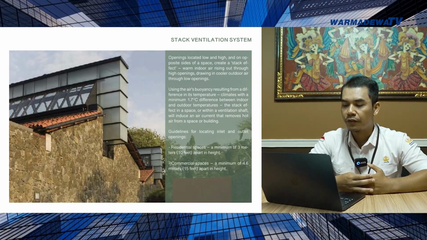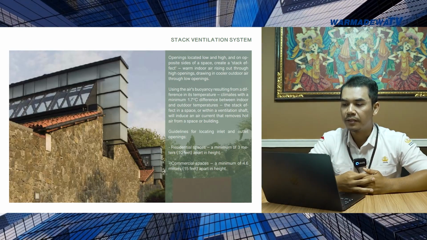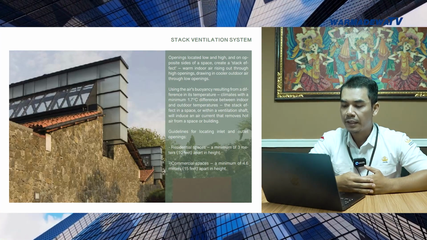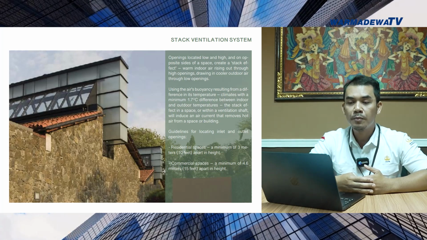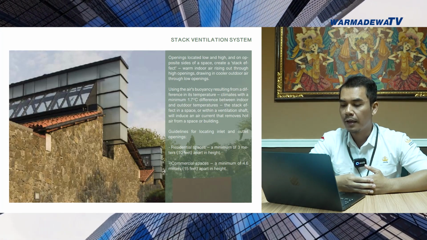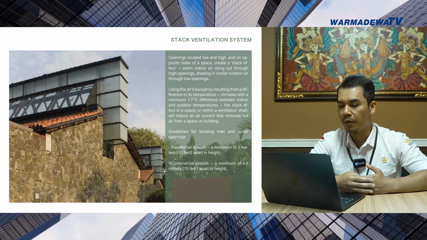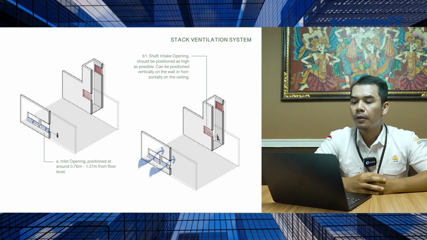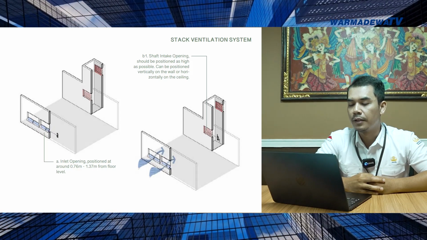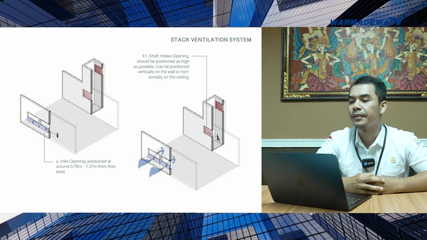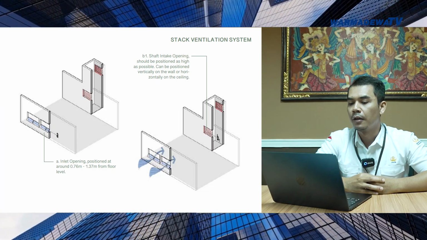The proper guidelines for locating inlet and outlet openings in a stack ventilation system are: first, for residential spaces, a minimum of 3 meters apart in height, and for commercial spaces, a minimum of 4.6 meters apart in height. Now let's go through step by step how we can apply or design a stack ventilation system in buildings.